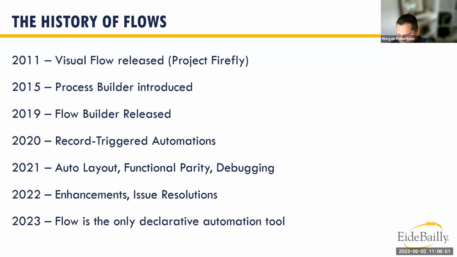All right, 2022, they've continued to make enhancements. They're not only getting feature parity with Process Builder, but they're also getting feature parity with workflow rules, being able to do outbound messages and some of those last remaining issue resolutions that they had. Now in 2023, Flow is the only blessed, approved declarative automation tool on the platform. Process builders are no longer available. Workflow rules are being deprecated and removed. Flow is the way to go. And they continue to make enhancements.